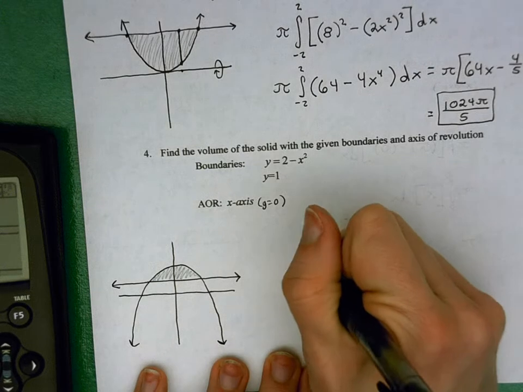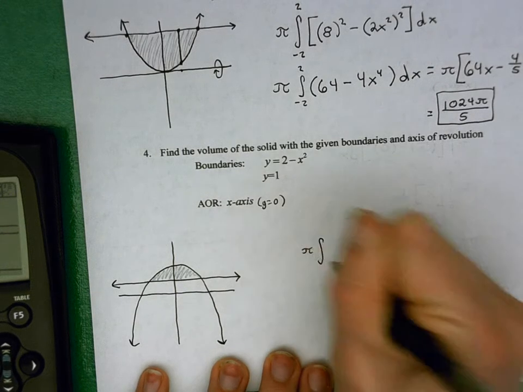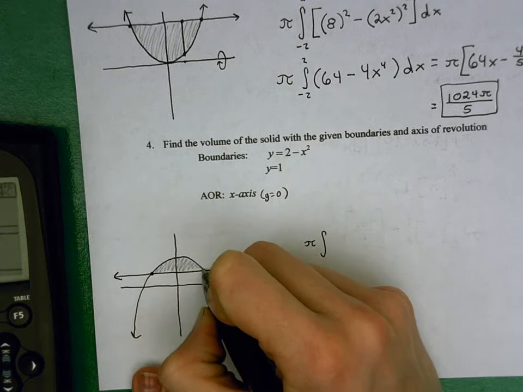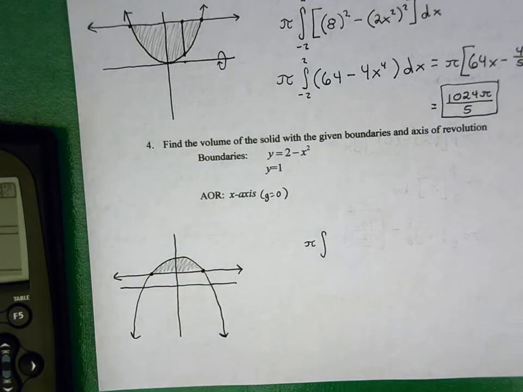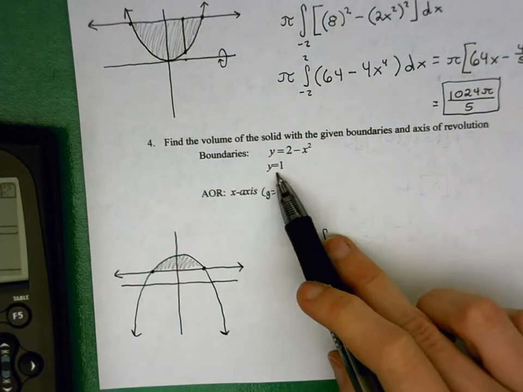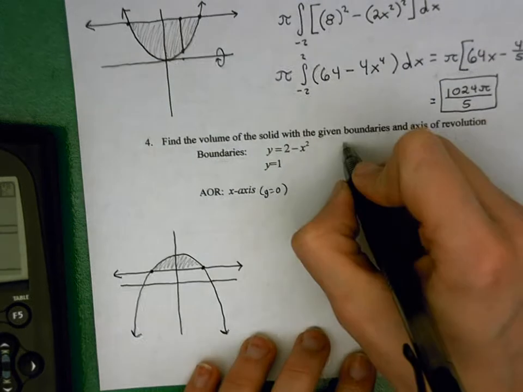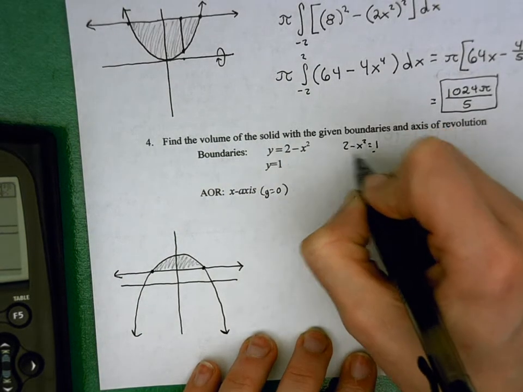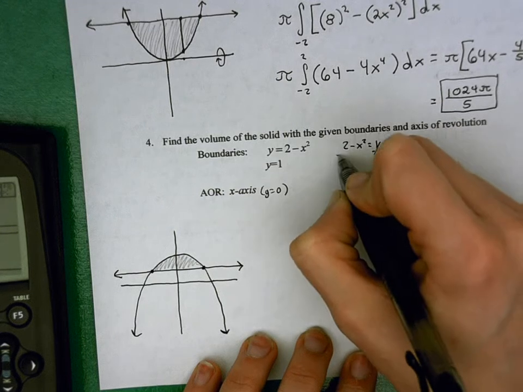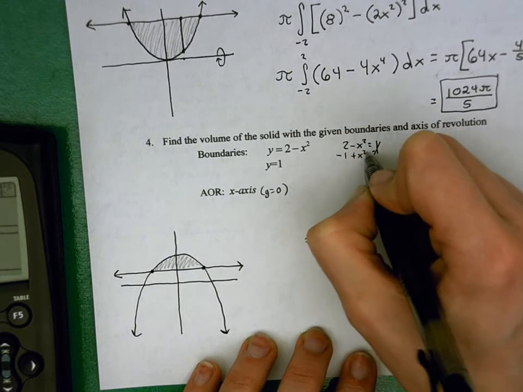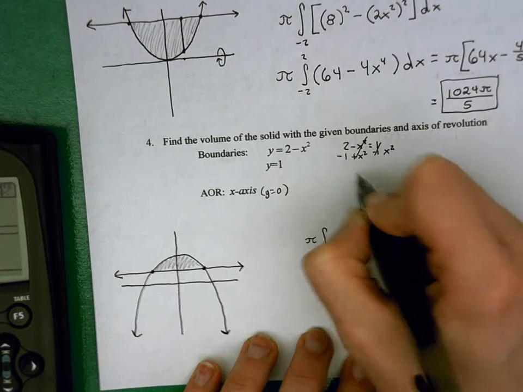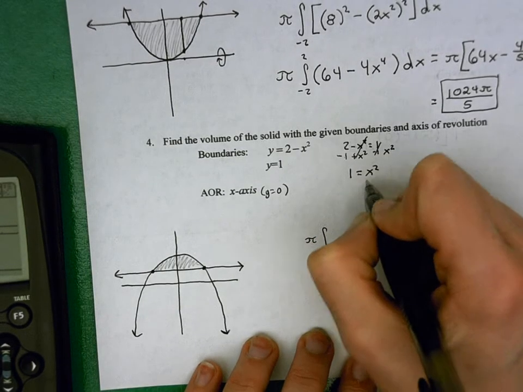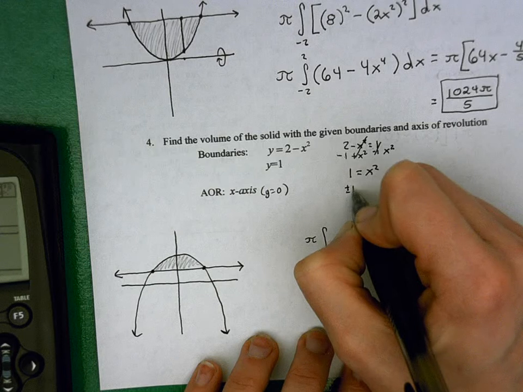It's the same thing, pi, lower bound, upper bound. So my lower bound is this intersection point, my upper bound is that intersection point. Where does 2 minus x squared equal 1? Okay, so if we do 2 minus x squared equal 1, subtract the 1 over, add the x squared over. We're really asking ourselves, where does 2 minus 1 equal x squared? Where does x squared equal 1, which is at plus or minus 1?